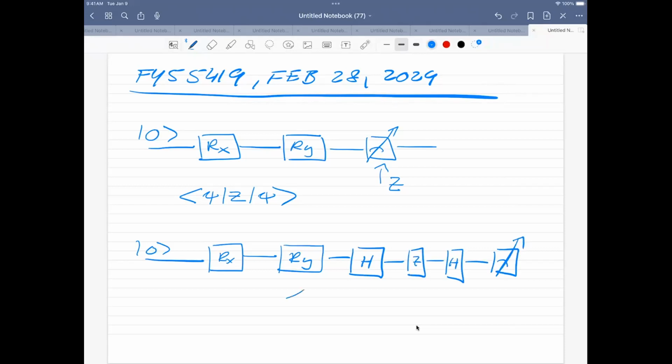So this would be the way we would set up the expectation value of the Pauli X matrix as a circuit.